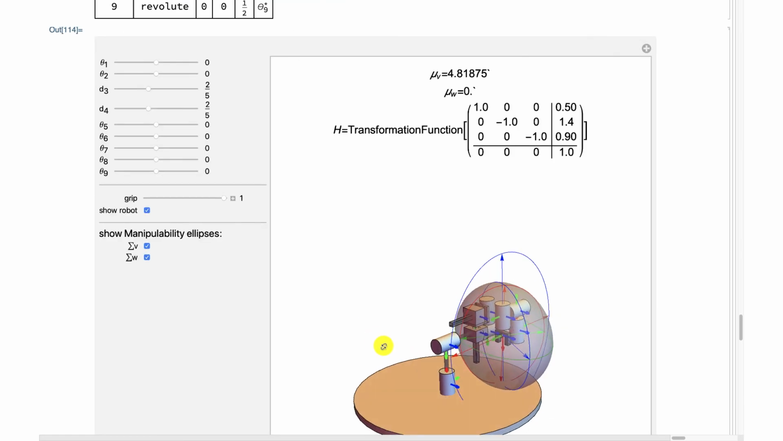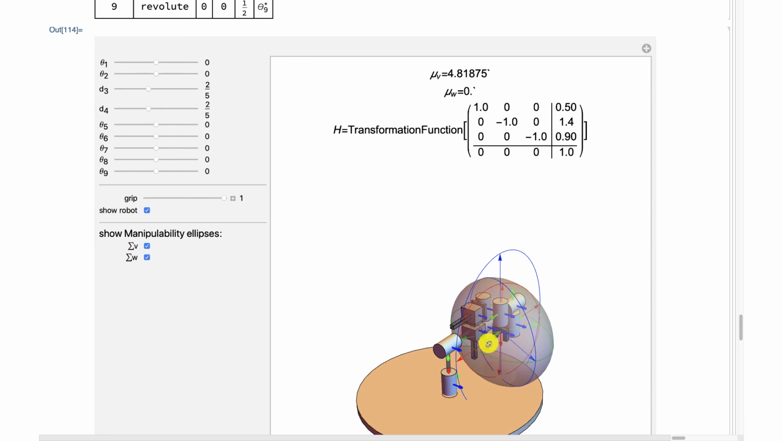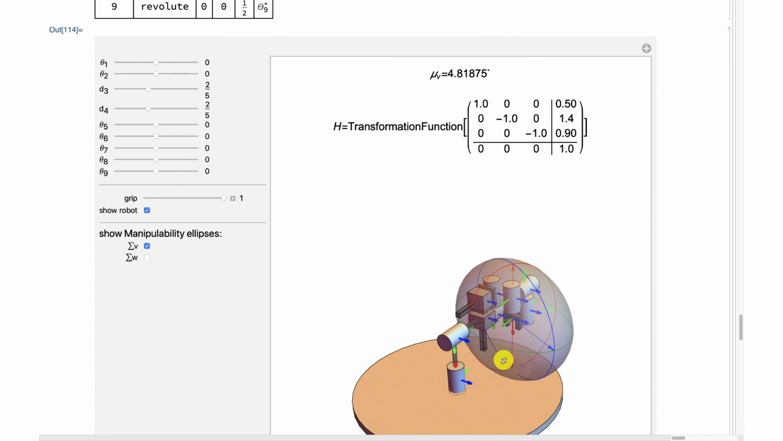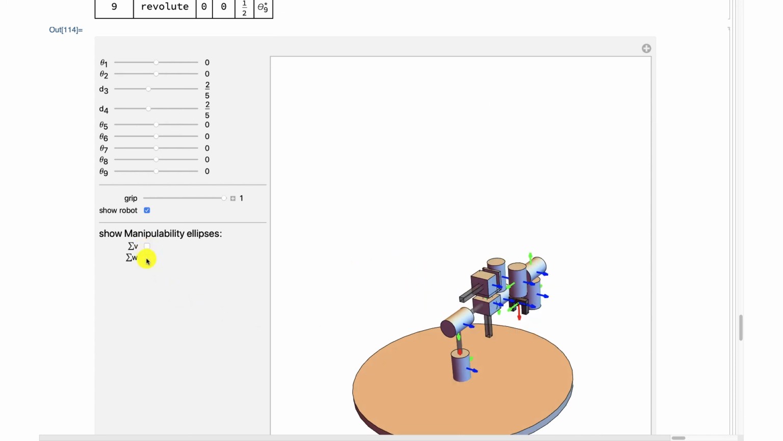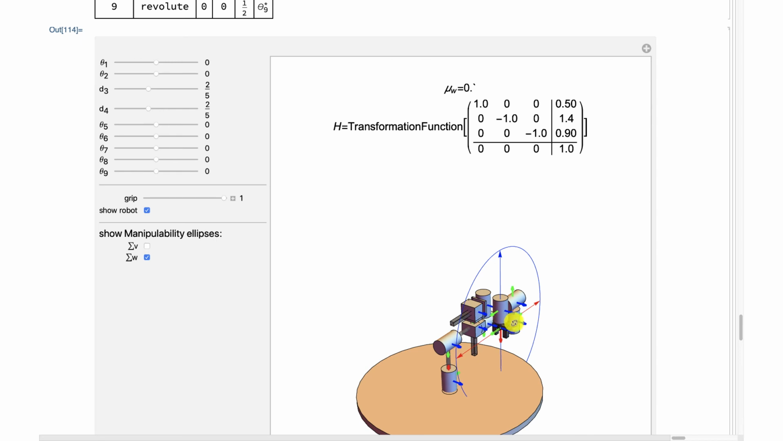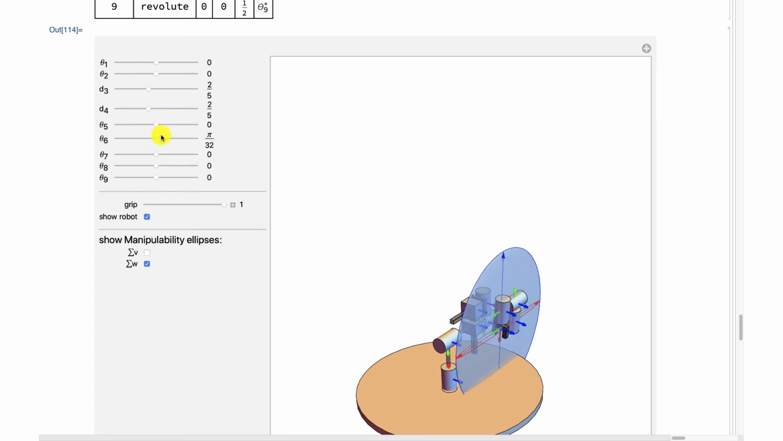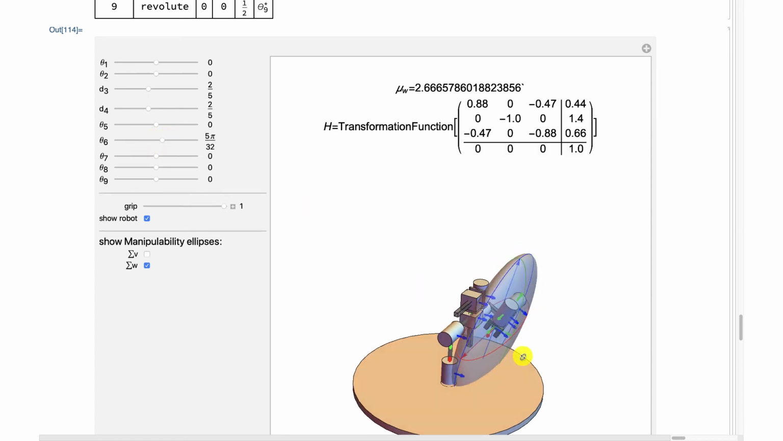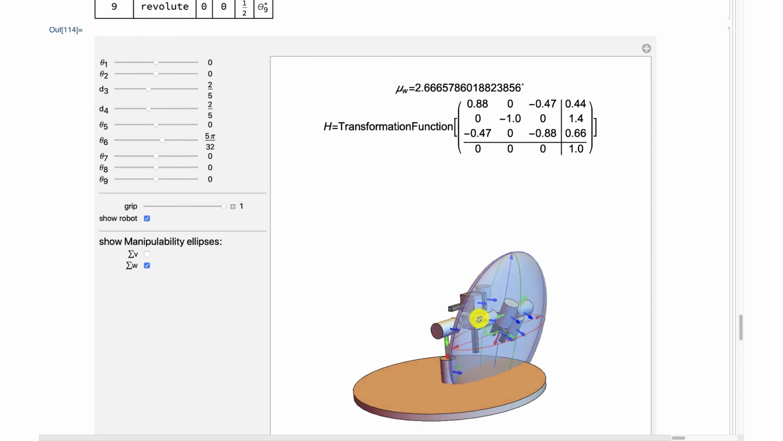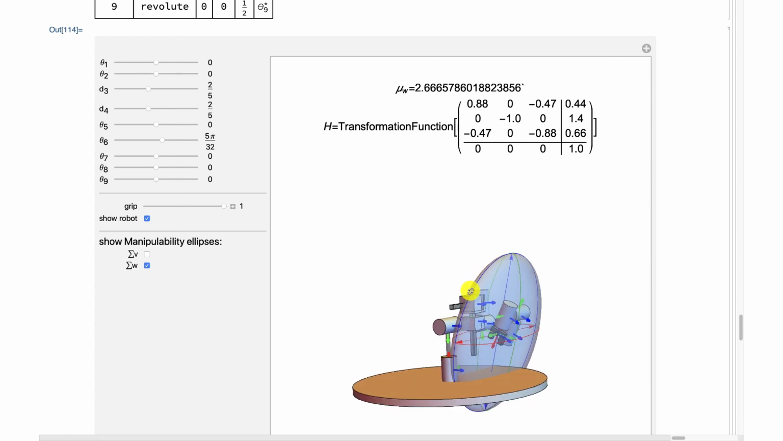Here is a more interesting robot. There's a lot going on here, so I'm going to turn off this manipulability ellipse, and you can see that in this configuration it can move in any direction. So with 9 degrees of freedom, it's fine. However, it cannot move in arbitrary rotations. All these joints are aligned too well to allow that to happen. If I move one of these joints out, then now I've got 3 degrees of freedom in there, and so I'm not in a singular position anymore.